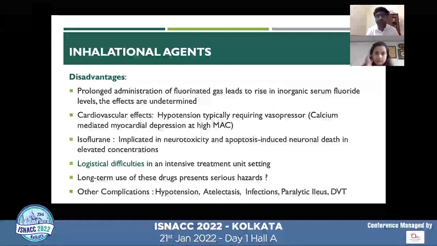Isoflurane has been implicated in neurotoxicity and apoptosis-induced neuronal cell death. There definitely are logistical issues of delivery of these inhalation agents in neurocritical care units. For the long-term effect of these drugs, most of the studies are not available, and in a few case reports other complications have been reported, like atelectasis, infections, paralytic ileus, and DVT.